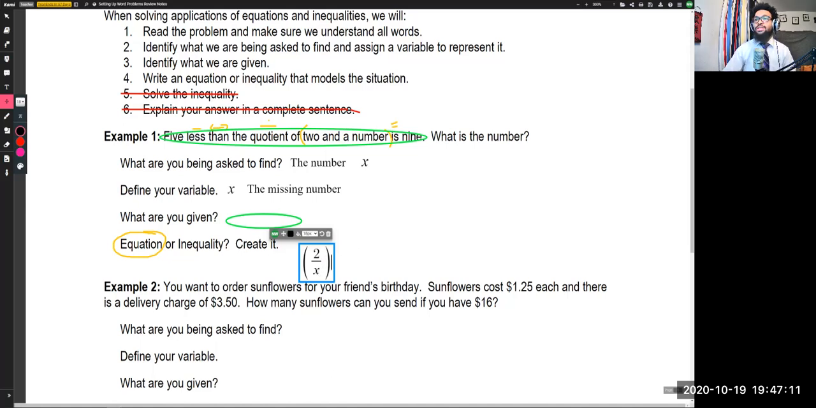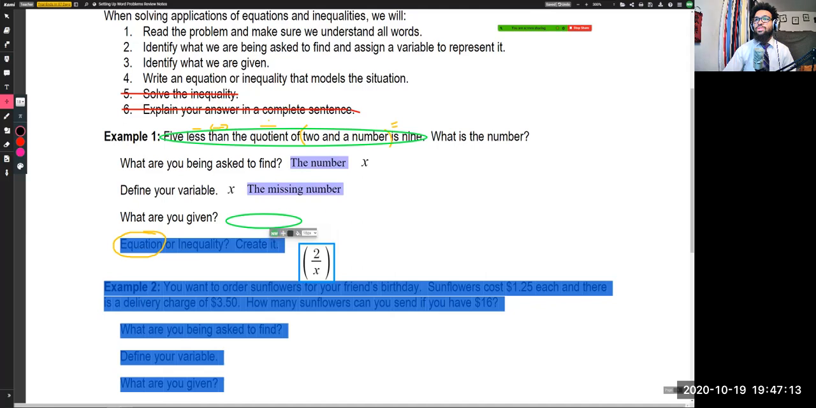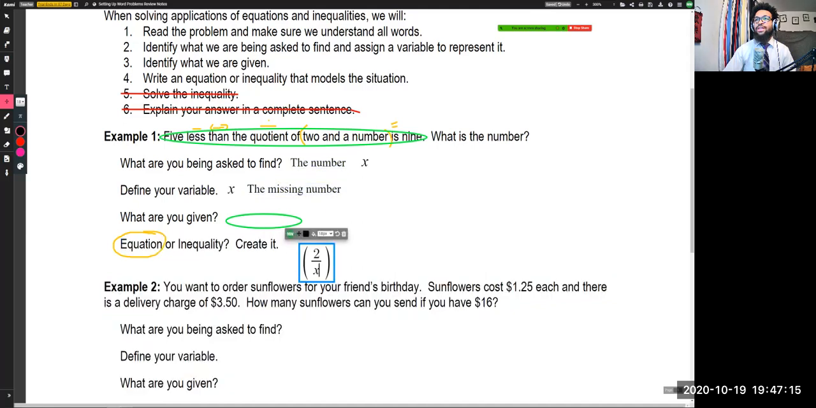And I put these parentheses because that's how I have to write it when using Kami. And now that we have this portion, 2 over x, we have 5 less than the quotient of 2 and a number. We have the quotient of 2 and a number. Now we have to do the 5 less. The less is the minus sign. And now that is 9, equals 9. And there we go. We have set it up.